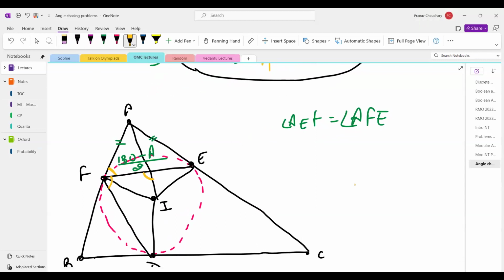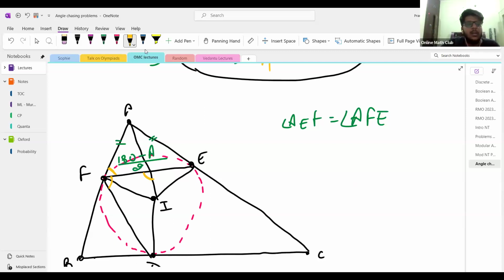It will be AFE, that is 90 degrees minus A by 2, plus that angle FAI, that is A by 2. Right, you can just do that. That's it. By the external angle property, it's just the sum of these two angles, this one and this one. That's what we want to say, right? Yeah. So you can find it.